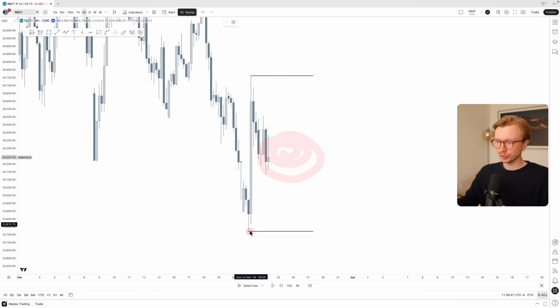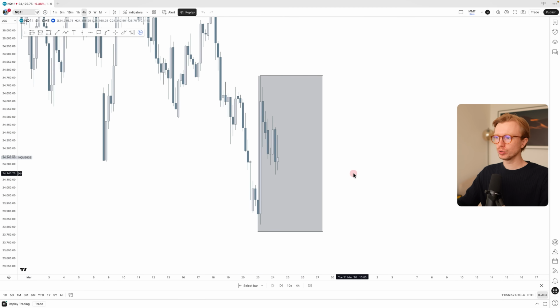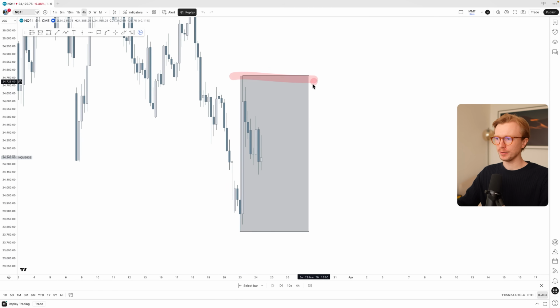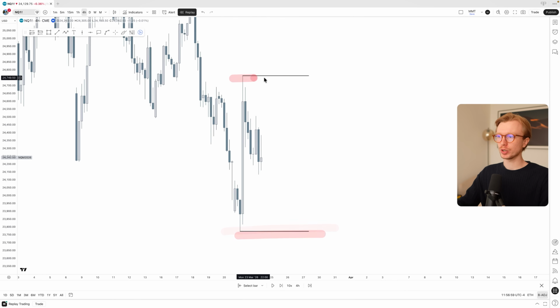So you could argue, if you want to draw it with a box, if that might help you, this is the range that you're having. Now it's your job to figure out, are we trading towards the intermediate high or towards the intermediate low? Because those are those magnets, those are the next targets.